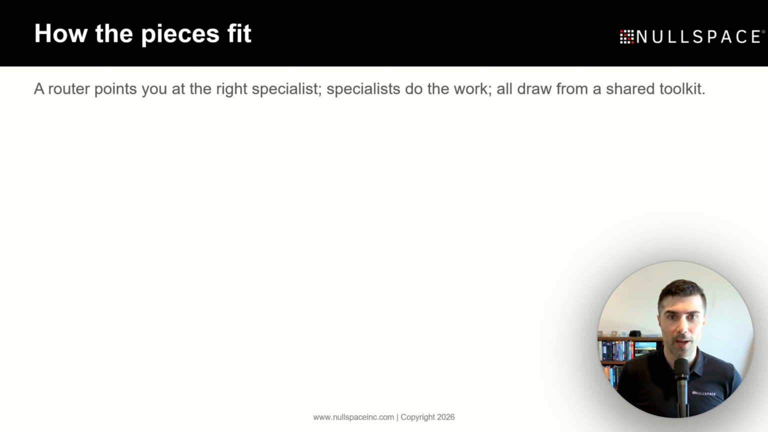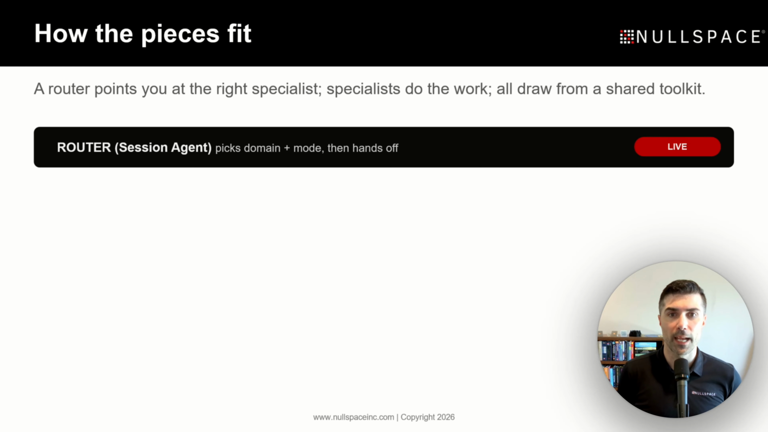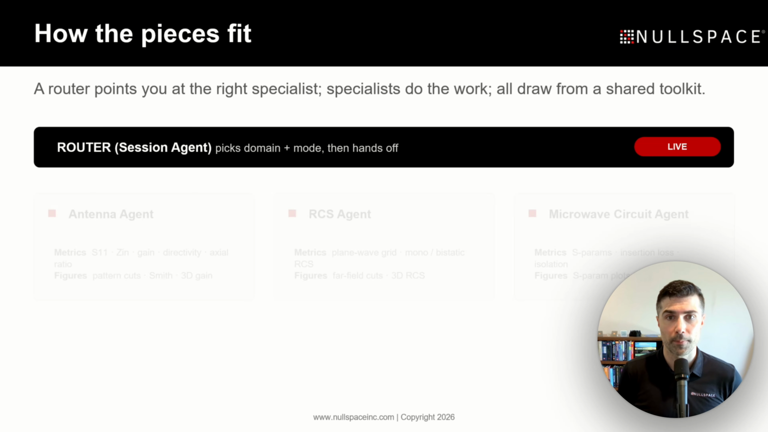Okay, you now know the two keywords, agent and skill. Let me next show you how they can be arranged to orchestrate the nullspace workflow. First, the main session agent, the agent you interact with when you first boot up your LLM, acts as a router. When you write a nullspace-related prompt, something with nullspace or NESM in the prompt, the router figures out what kind of problem this is and what mode you want to run it in, and then it hands the work off to a single specialist.